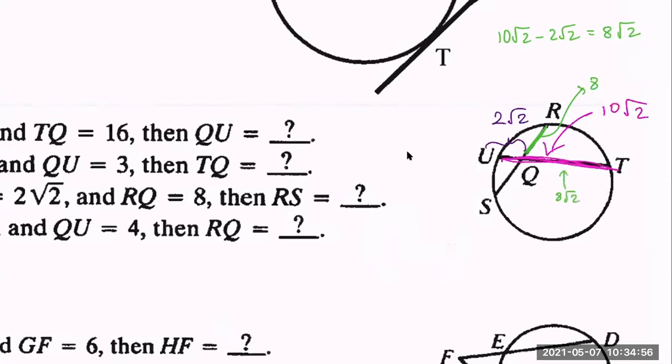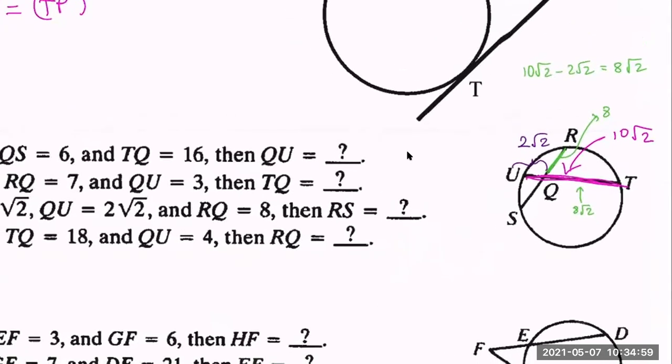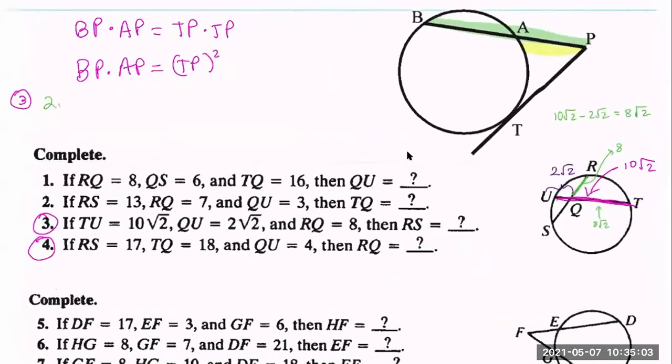So now if I start to set up my problem for number 3, I have the two pieces are 2 rad 2 and 8 rad 2. So I'm going to have 2 rad 2 times 8 rad 2. The product of the two pieces of one chord equals the product of the two pieces of the other chord. Okay, so now you guys have 8, that's RQ, but you don't know what this other piece is. So if you don't know what it is, you're going to assign a variable to it. So let's call that variable X. Okay, so then that's all equal to 8 times X.